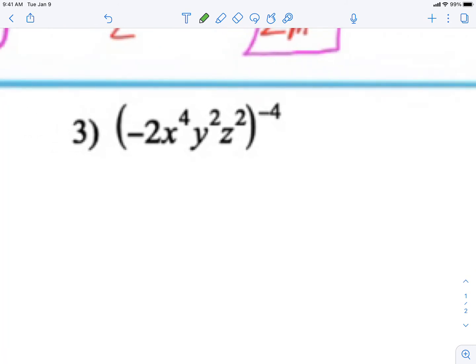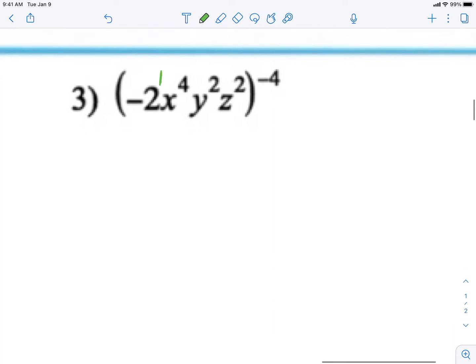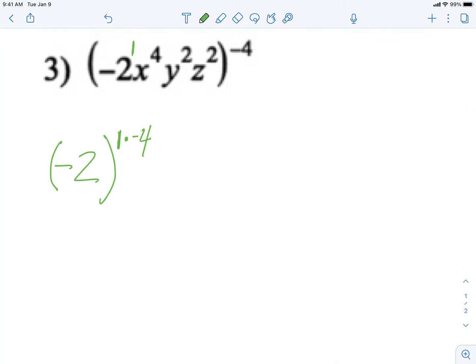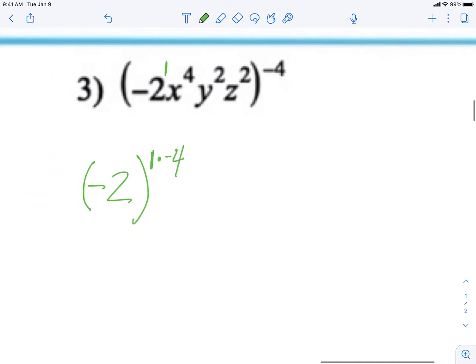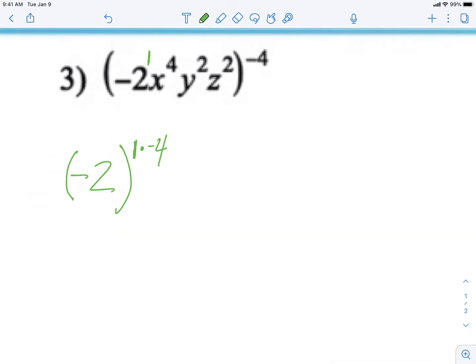So, again, I'm going to have this -2 have an exponent of 1 here. Okay? So, I'm going to distribute this -4 to the 1, to the 4, to the 2, and to the 2. Okay? So, -2. Now, I want to include this negative with the 2, so I'm going to go like this: 1 times -4, like that. Now I included the parentheses because I want to include the -2 as what's being multiplied.